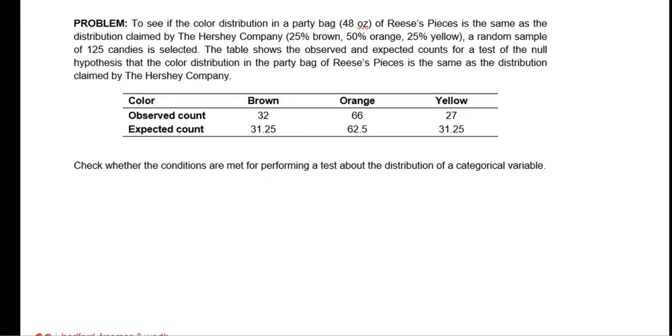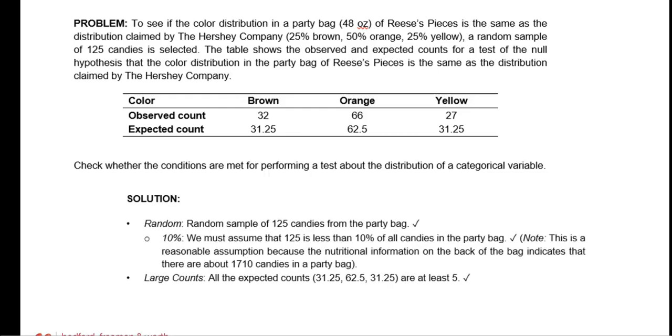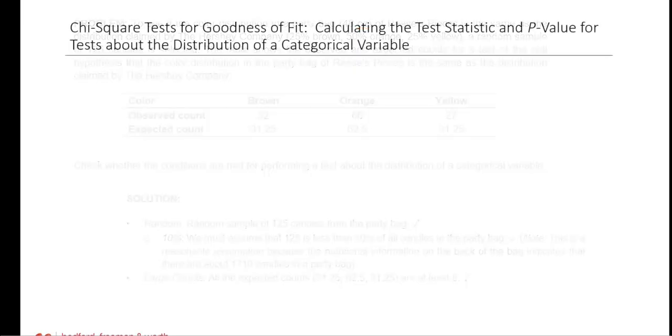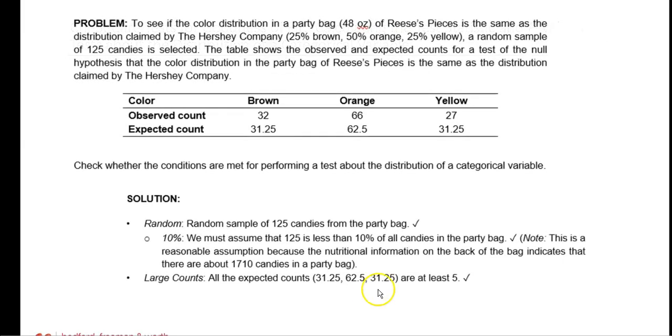Check whether the conditions are met. Does it meet the random sample? Check. That was a random sample of Reese's Pieces. Less than 10%: we think that 125 is less than 10% of all the Reese's Pieces candies. And for the large counts, the expected counts here have to be at least 5. 31.25, 62.5, 31.25, all those are at least 5. You just list them out or say each one of them is greater than or equal to 5. All those are okay. Good. That's your lesson for today.